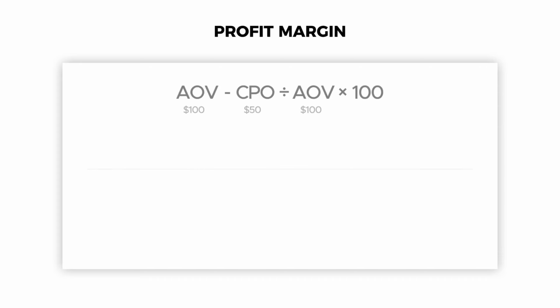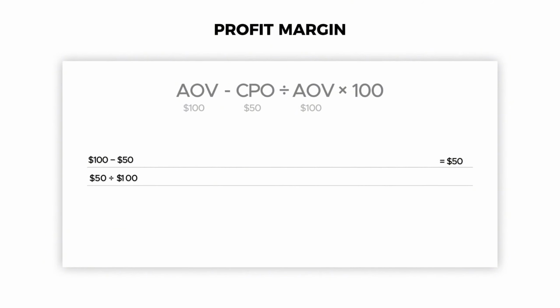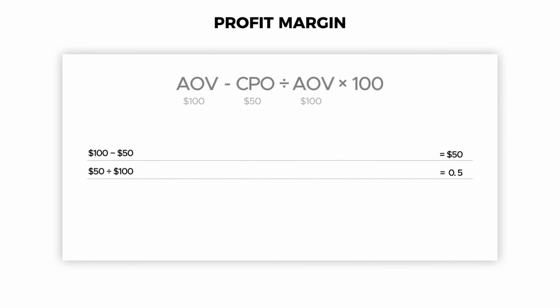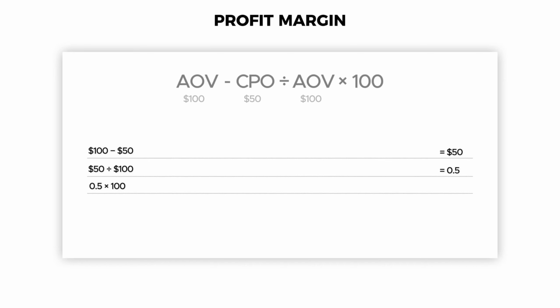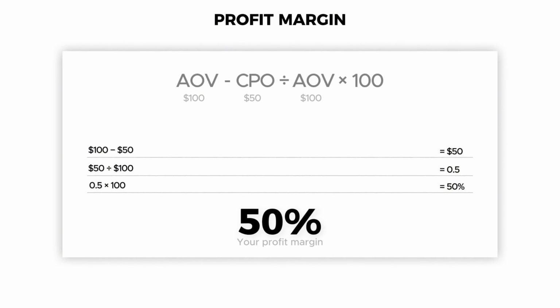Step three, calculate your profit margin. Take your average order value, subtract your cost per order, divide by your average order value, multiply by 100. So $100 minus $50 equals what? $50. 50 divided by 100 equals 0.5. Multiply by 100, that's 50%. Your profit margin is 50%.